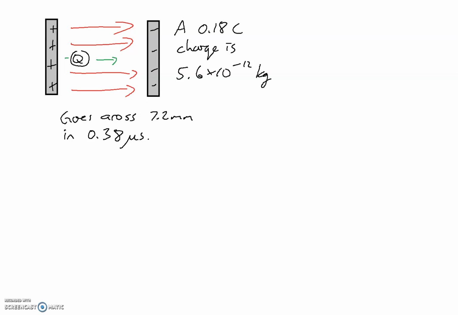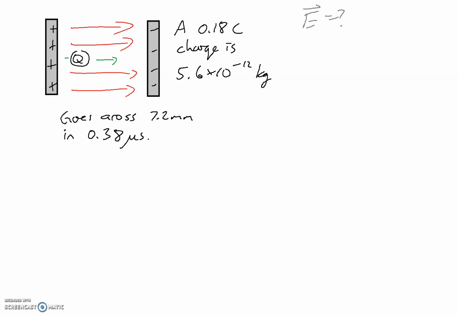Okay, so let's do some practice with our electric field stuff that we've been looking at. Here we have a 0.18 Coulomb charge, with a mass of 5.6 times 10 to the negative 12 kilograms, in between two plates 7.2 millimeters apart. And it goes across in 0.38 microseconds. Let's see if we can find the strength of the electric field.